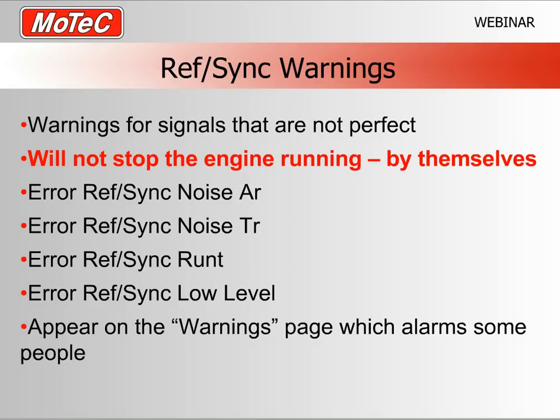Warnings. Now, warnings are for signals that are not quite perfect, and in the next couple of slides I'll give you some examples. These by themselves will not stop the engine running, okay? So that list there: ref sync, noise AR, noise TR, runt, and the low level. They're basically saying, hey, look, something's not perfect, but if you only get one of those warnings, it's not a pattern recognition error. So it will not stop the engine running. If you have those, in combination with the errors, then the engine will stop running. But it's the errors that are stopping the engine running.